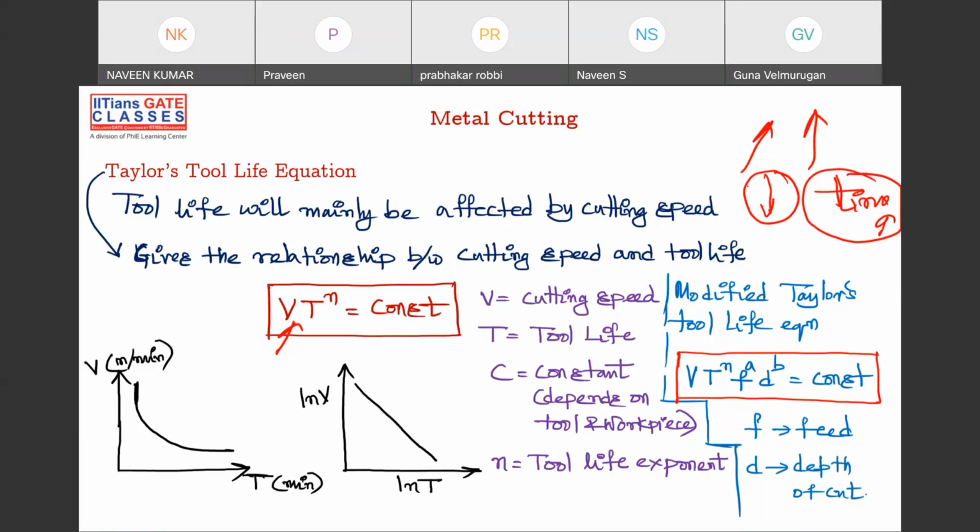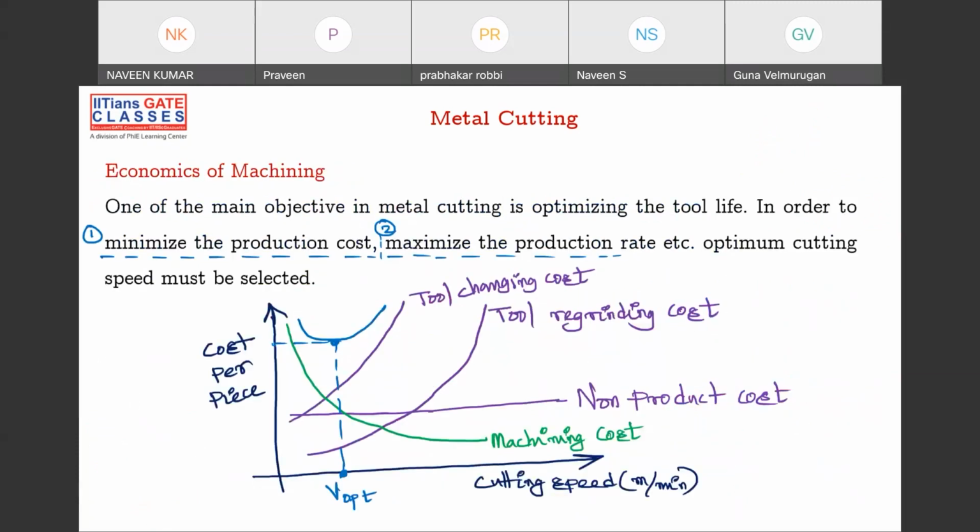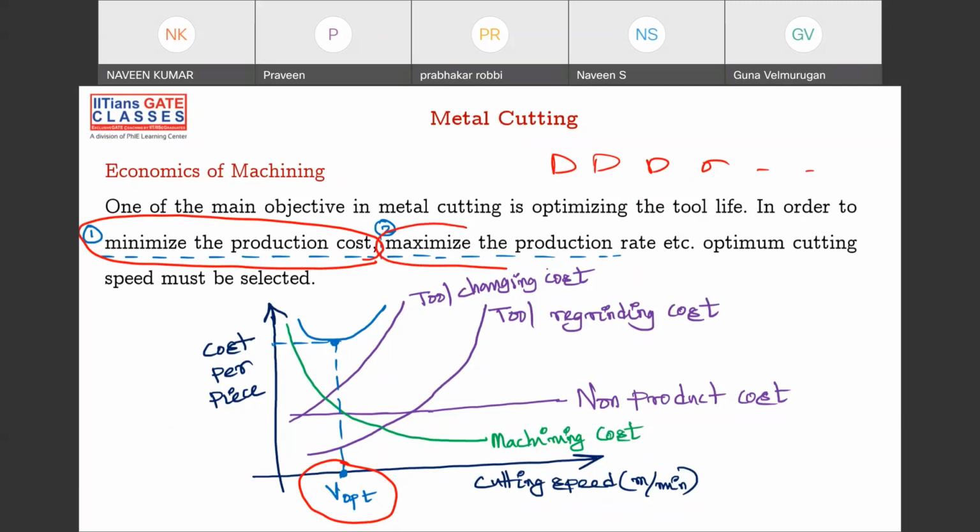So because of that, the cutting velocity that you're trying to give should be optimum. That is where economics will come in. So you have to have some criterion, which you follow to find the optimum velocity. That is what is important. So two criteria. One is to minimize your production cost. In the sense, whatever parts you are producing, part 1, part 2, part 3, part 4, part 5, you have to minimize your production cost. Then only you get more profit. Am I right?